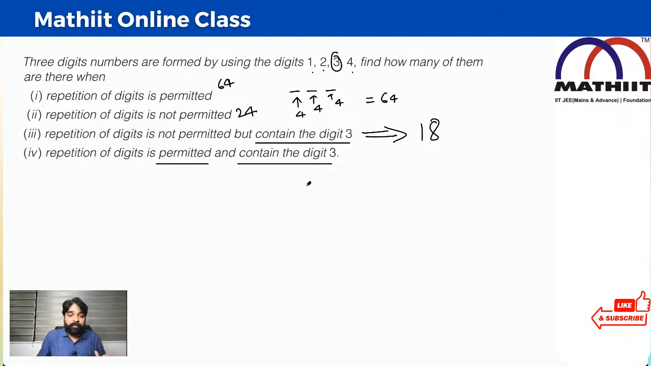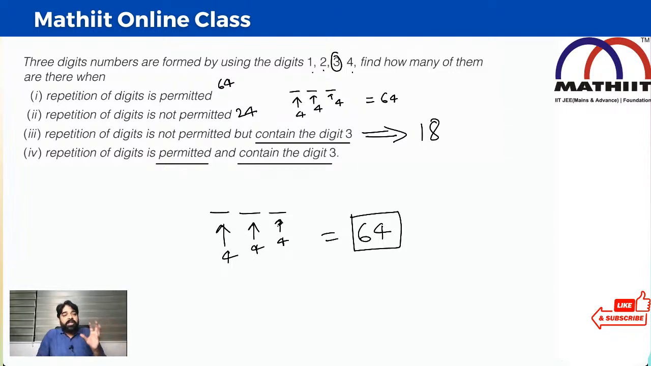So what will I do? I will do it the reverse way, meaning first, repetition of digit is permitted. Free arrangement, no condition. This place can be filled in 4 ways, this place in 4 ways, this place in 4 ways. So what will be the answer? 64, 16 into 4, 64. Listen to me carefully, everybody. What is the meaning of this? If repetition is allowed, 64 different numbers can be formed.